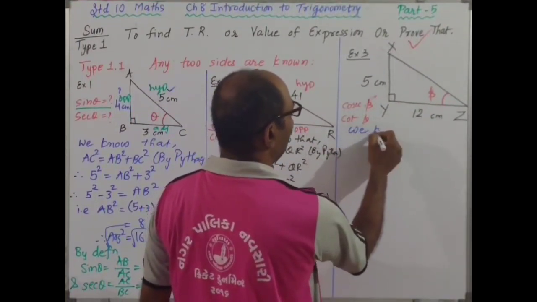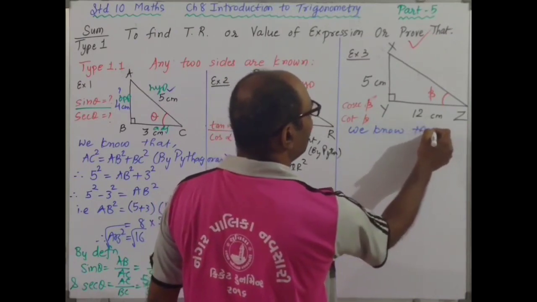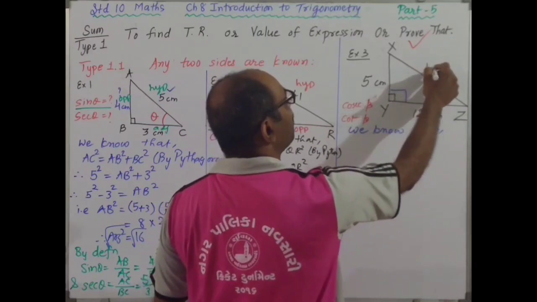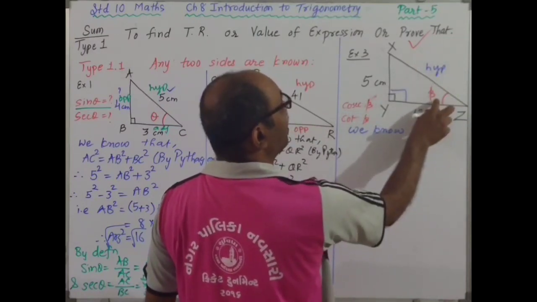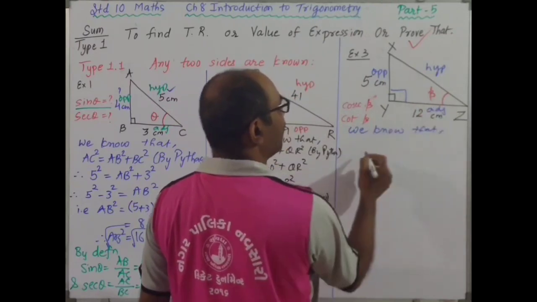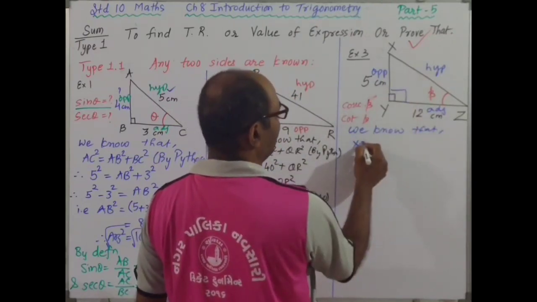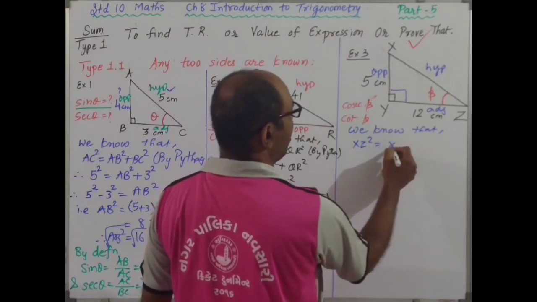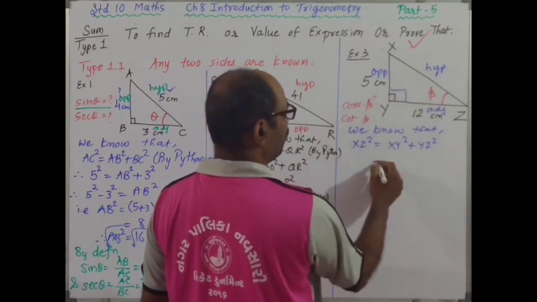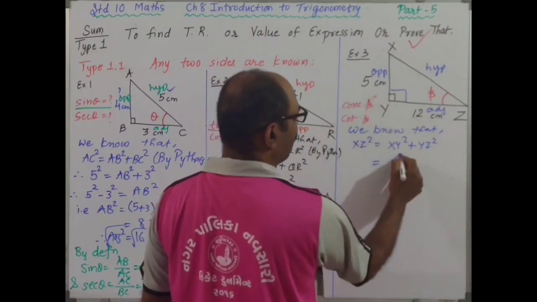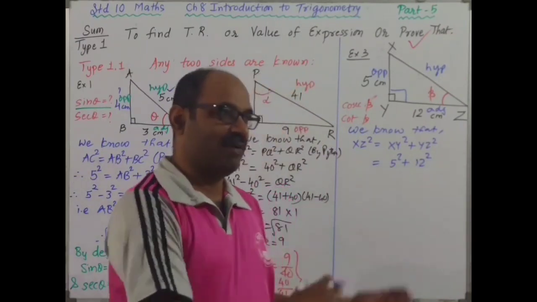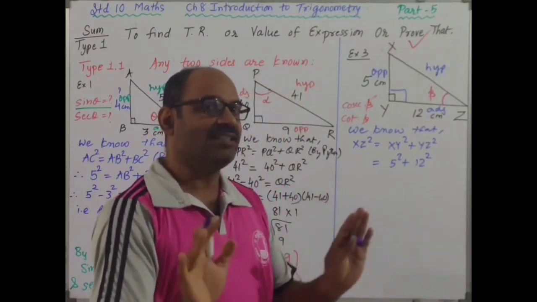So we can say we know that XZ, right angle है, so this is the hypotenuse. With respect to beta, this is the opposite side, and the remaining one is adjacent. Chalo, we know that hypotenuse square, that is XZ square, is equal to XY square plus YZ square. XZ is not known, so it equals XY, that is 5 square, plus 12 square. Now this is 5 square plus 12 square already on one side, so there is no way.